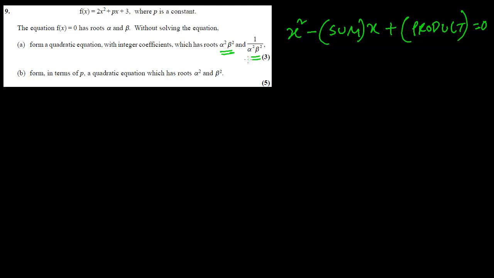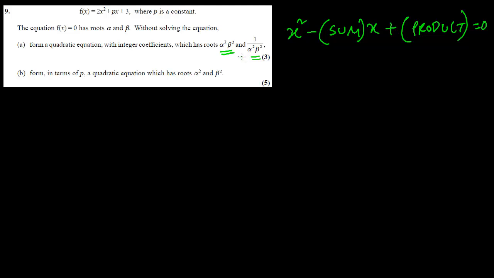When we have to form a quadratic equation, the basic rule is this: x squared minus sum of the roots x plus product of the roots equals 0. Now, question number A, we have to form a quadratic equation with integer coefficients where the roots are given: alpha squared beta squared is one of the roots, and the other root is 1 by alpha squared beta squared. That's what we have to do.